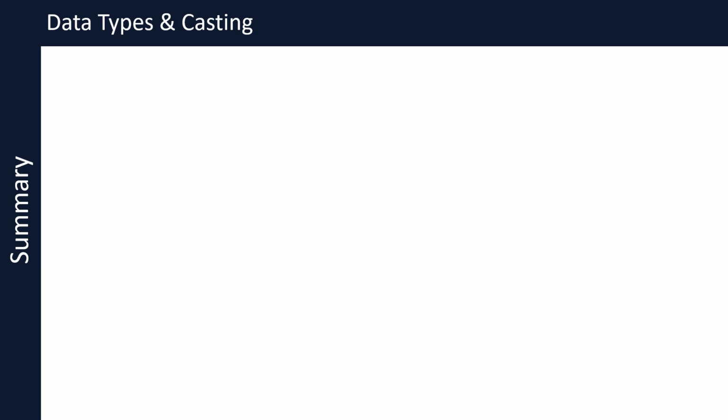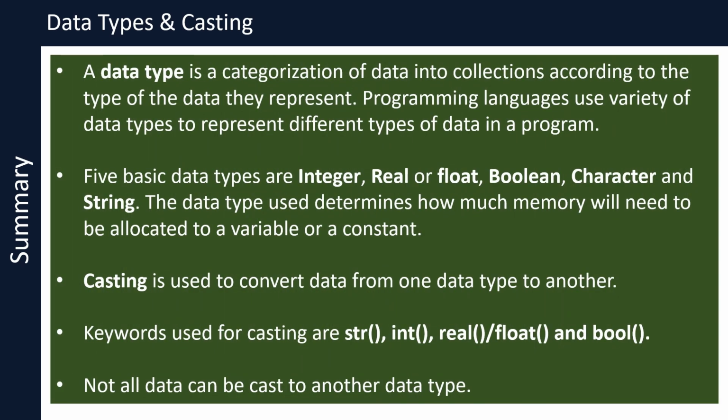Let's recap. A data type is a categorization of data into collections according to the type of data they represent. Programming languages use a variety of data types to represent different types of data in a program. Five basic data types are integer, real or float, Boolean, character, and string. The data type used determines how much memory will need to be allocated to a variable or a constant.